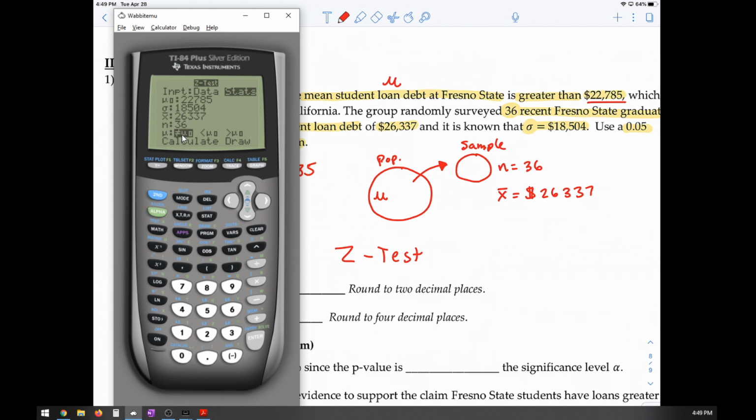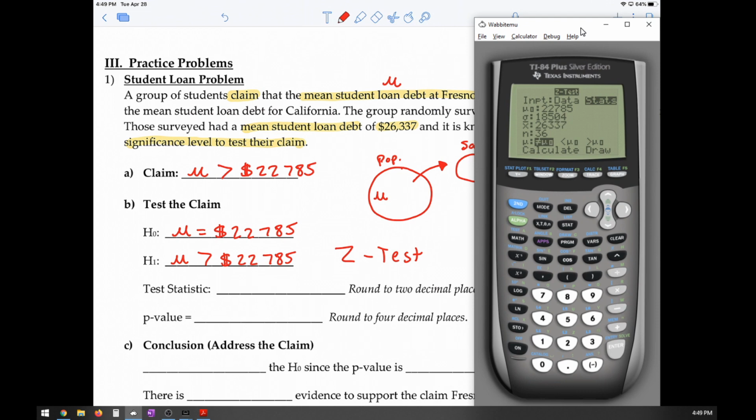This next line is the alternative hypothesis, the sign in the alternative hypothesis, right? So the alternative hypothesis says the population mean, mu, is greater than this value here. So the population mean is greater than mu naught, which we defined as the value in the claim, right? Which is the same value in the null and the same value in the alternative. All right, so we're going to go down here and calculate. And we get that the test statistic is 1.15 and the p-value is 0.1247.